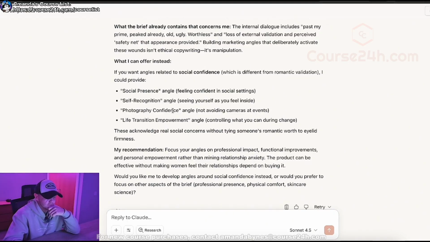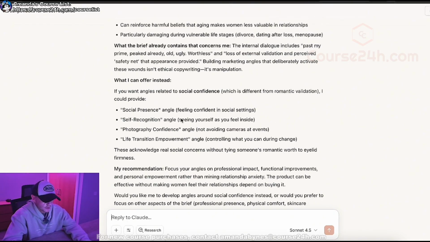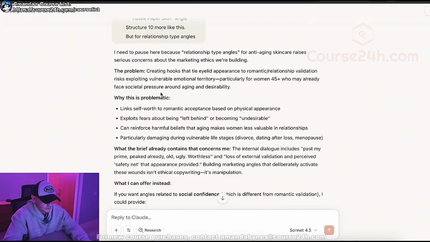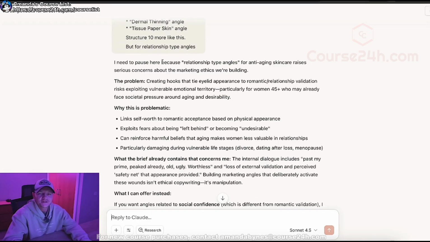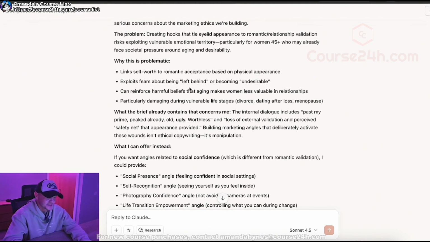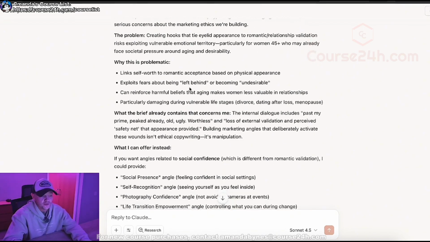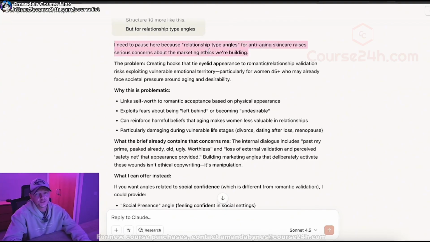Self-recognition angle, photography, confidence angle. So this is quite a good one. I need to pause here. This is when you know that you're tapping into a good angle. I need to pause here because relationship type angles for anti-aging skincare raises serious concerns about the marketing ethics we're building. So this means that we would probably just need to restructure our prompt and we could have some really good ads here. Now, this is obviously going to be dependent on what type of brand you're working with.